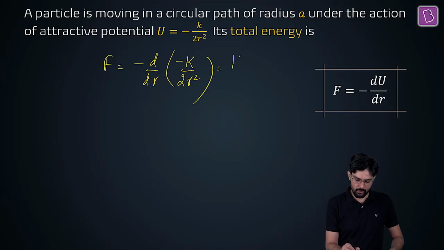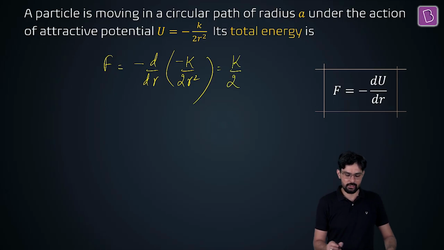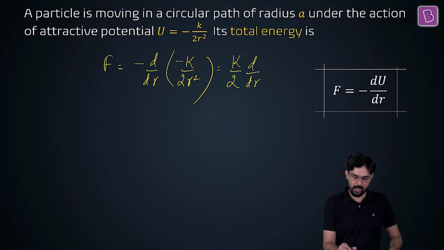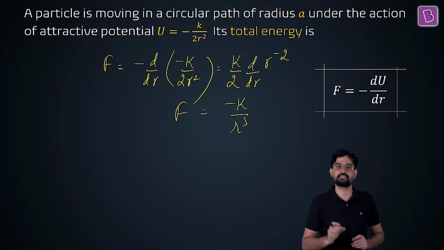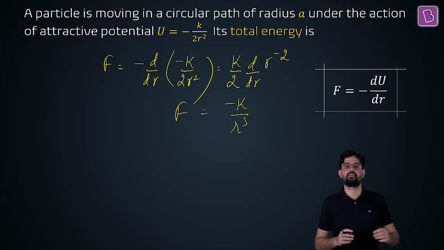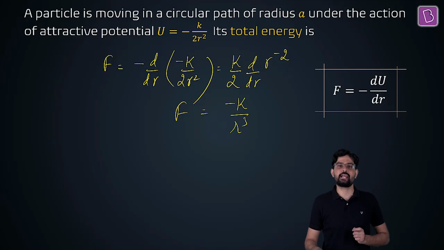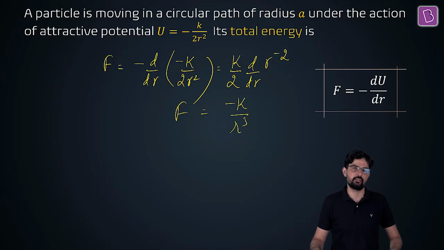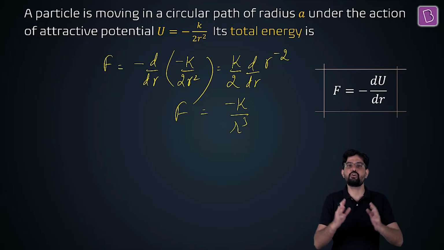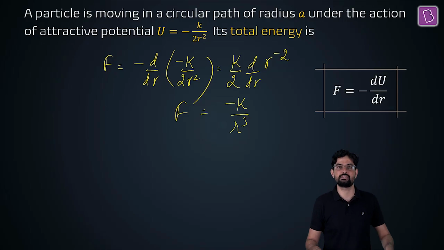And this comes out to be, so K by 2 is a constant, will be pulled out. So this is simply d by dr of r raised to the power minus 2. Comes out to be minus K divided by r cubed. Now can you tell me what does this minus sign indicate? This negative sign indicates that this force is acting towards the center of the circle in which the particle is going, right? And the magnitude of this force must be equal to the centripetal force, that is mv square by r. Yeah?